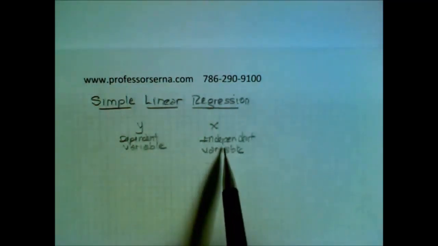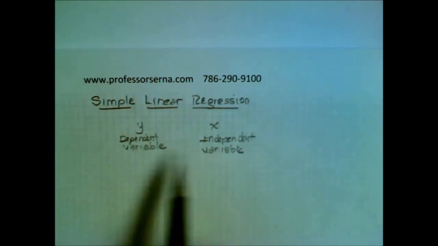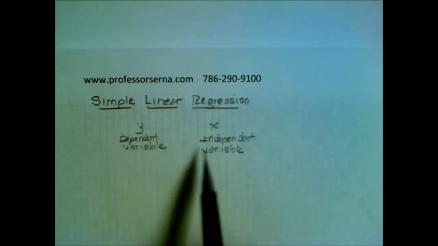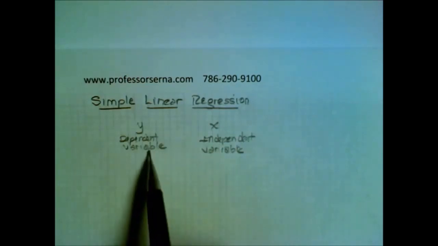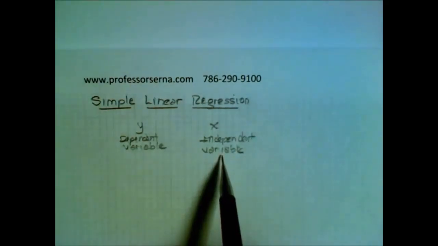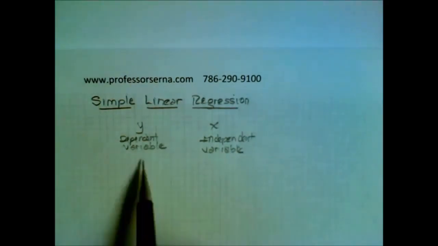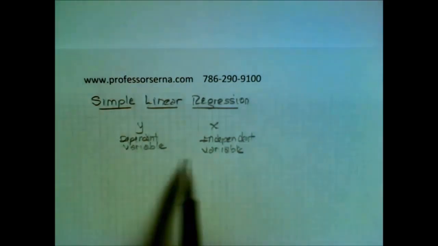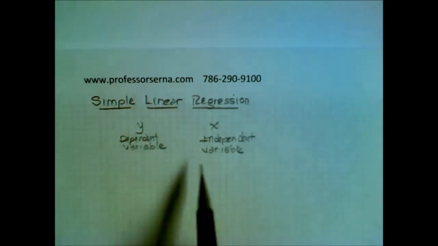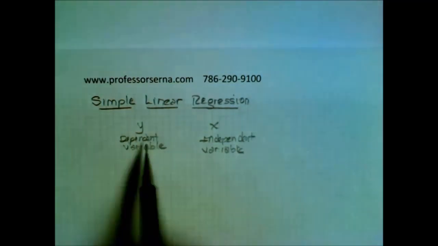Anyway, the independent variable may be, for example, price of gas, and the dependent variable, price of milk. So if the price of gas goes up, probably the price of milk goes up. Or the independent variable might be your GPA, and the dependent variable your starting salary. So what we are trying to do is to find out if there is a relationship between both of them.